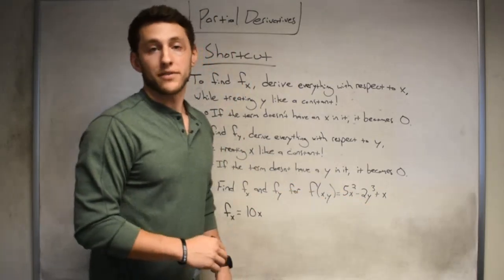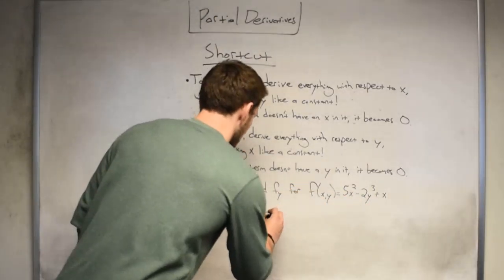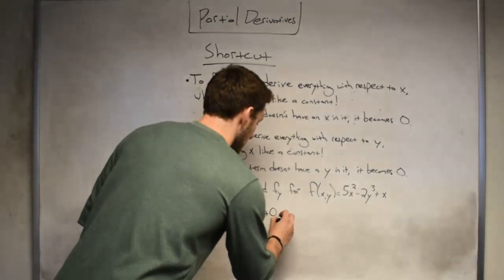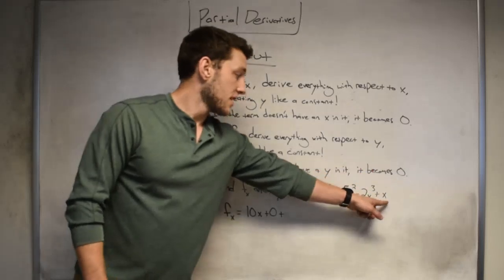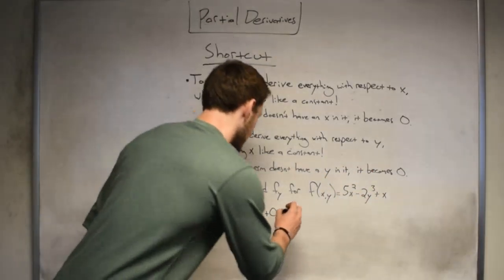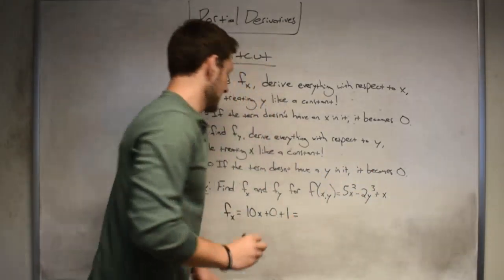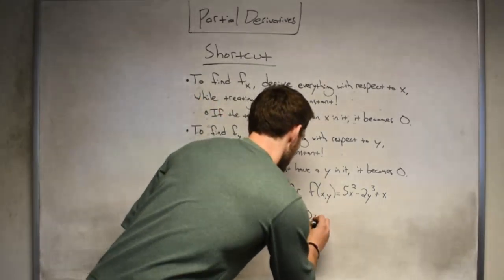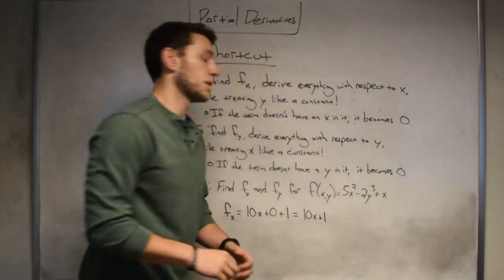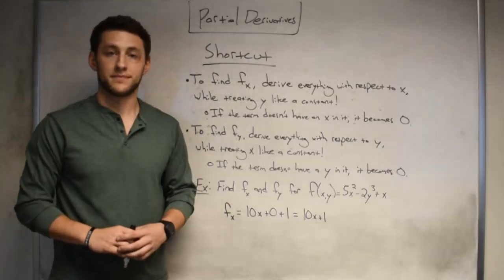What happens when we derive constants? It becomes 0. Last but not least, when I derive x, I get 1. Telling me that f sub x is 10x plus 1, the rate of change in the x direction.